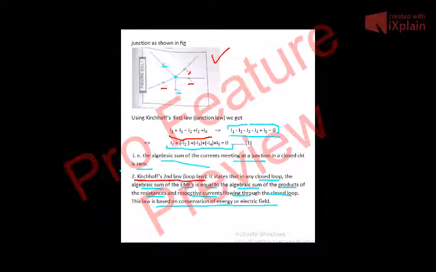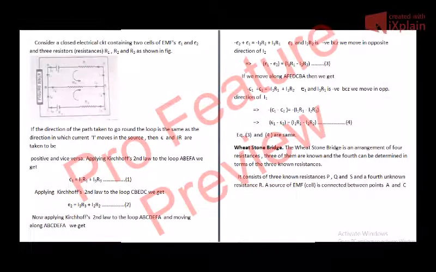Now let us take an example which can make it clear to you. Consider a closed electric circuit containing two cells of EMFs E1 and E2 and three resistors or resistances R1, R2 and R3 as shown in the figure. Now you can see that there are three loops, two smaller loops and one bigger loop. As you can see here, it is the loop A.